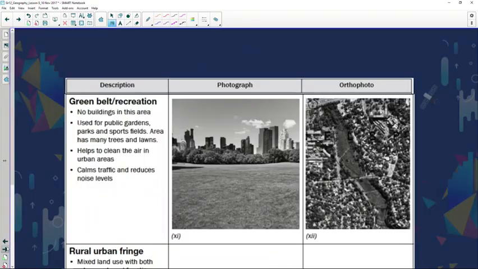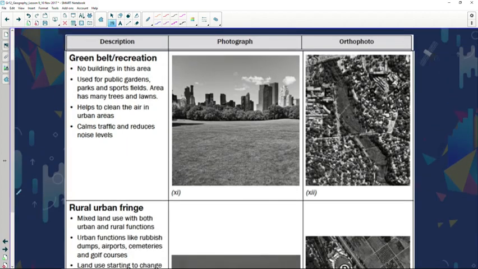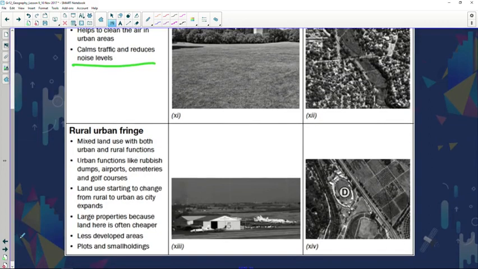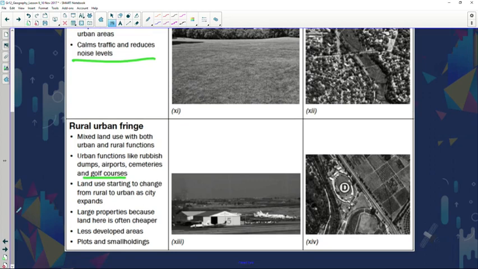Now, our greenbelt areas, for instance, are parks for recreation. People go there to just go and relax. And they are quite important because what do they do? They reduce the amount of pollution, they help cleanse the air, and they reduce the noise level. And lastly, like we discussed, the rural-urban fringe is mixed land use, right? It's usually where the airports or golf courses are. And there's very large property sizes over here and there's less developed areas, such as building and infrastructure taking place over there.